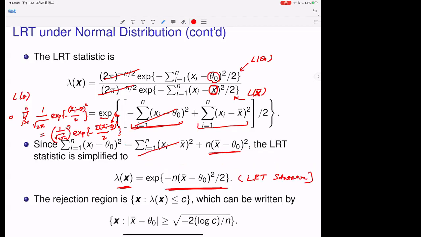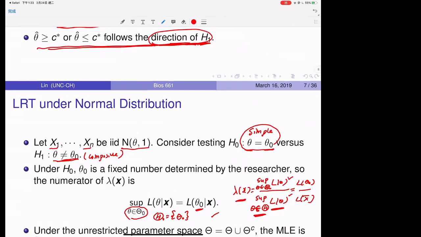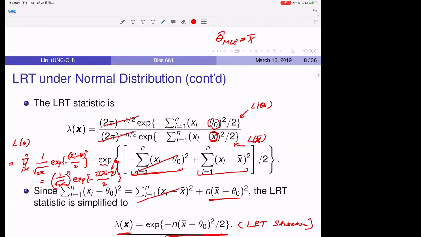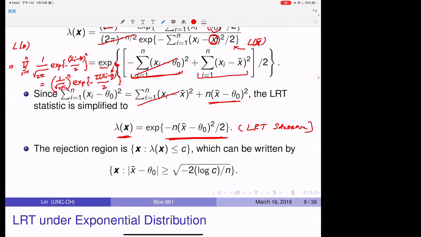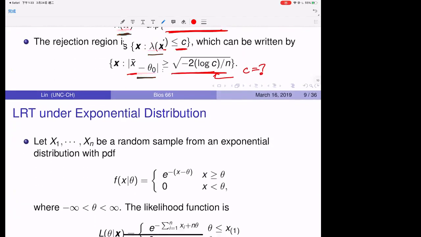Again, like I said, we talk about the rejection region. It is nothing but putting lambda(x) smaller than c right here, which can be written like this, by taking log and then square root. Again, do you know what c is? No, you don't. How do we find c? I will show next time how to find c using the type 1 error probability.